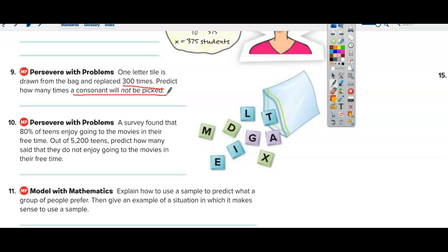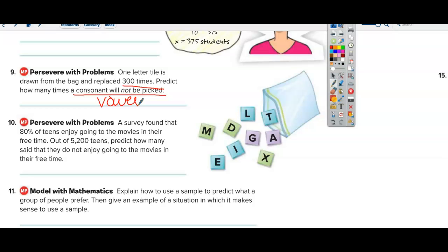Vowels. Vowels will be picked, right? Because if it's not a consonant, it's a vowel. Okay, so let's just reword this so it's easier to think about. If you're not picking the consonants, we're figuring out how many times a vowel will be picked.